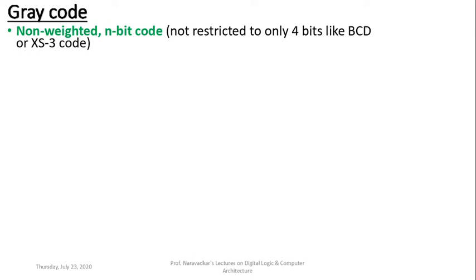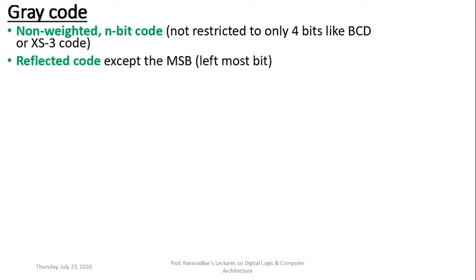One property of that gray code which is written here: it is a non-weighted code and the size is n bit. It means that gray code is not restricted to only 4 bits. That restriction was put up in case of BCD and XSC code, but gray code can be of any number of bits. It can be 4 bit, 5 bit, 3 bit, 10 bit, whatever.